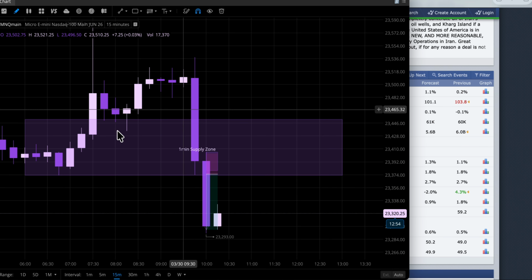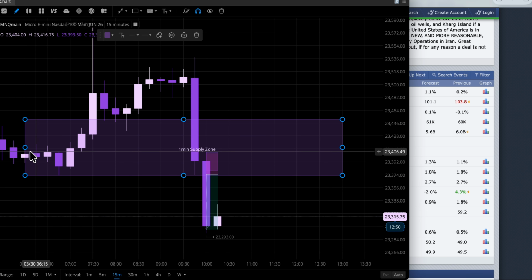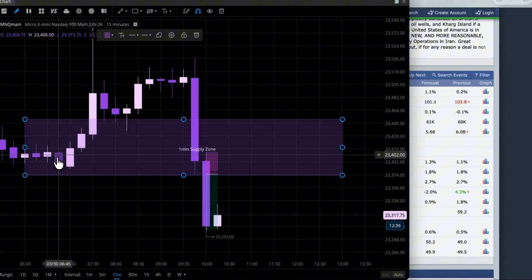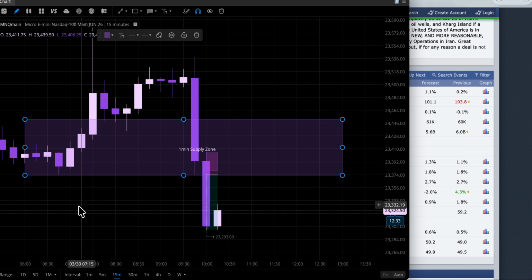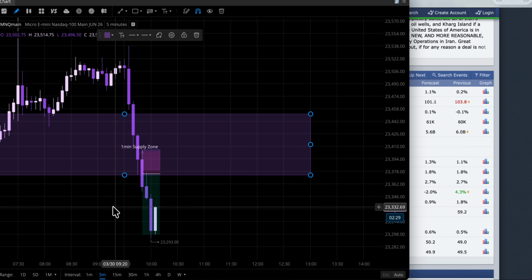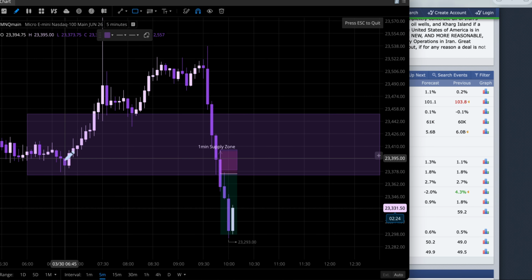We didn't get all this yet. And then this is when I saw that there was a 5 minute zone. When I started to see there was like another zone that price could potentially be tapping into and possibly continue to the upside. So I put it on the 5 minute zone, which was this zone right here. I created a 5 minute zone.